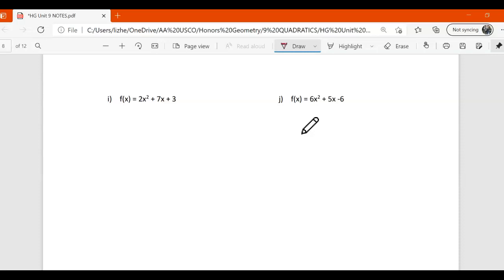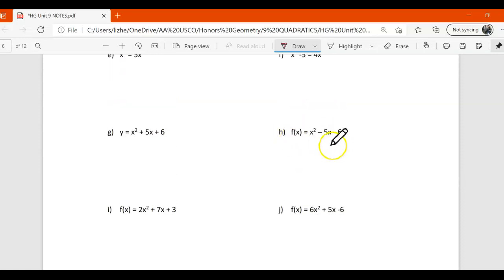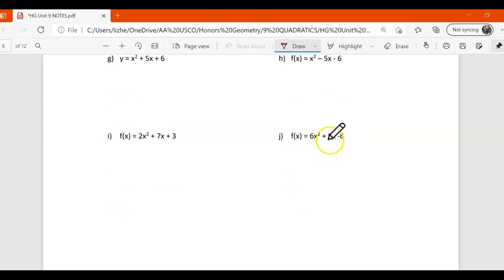Now remember, of course, this is an equation. And so the first thing you do, we're going to do I and J here. I wonder if we did those in class. I don't remember which ones we did. We're just going to do them both.